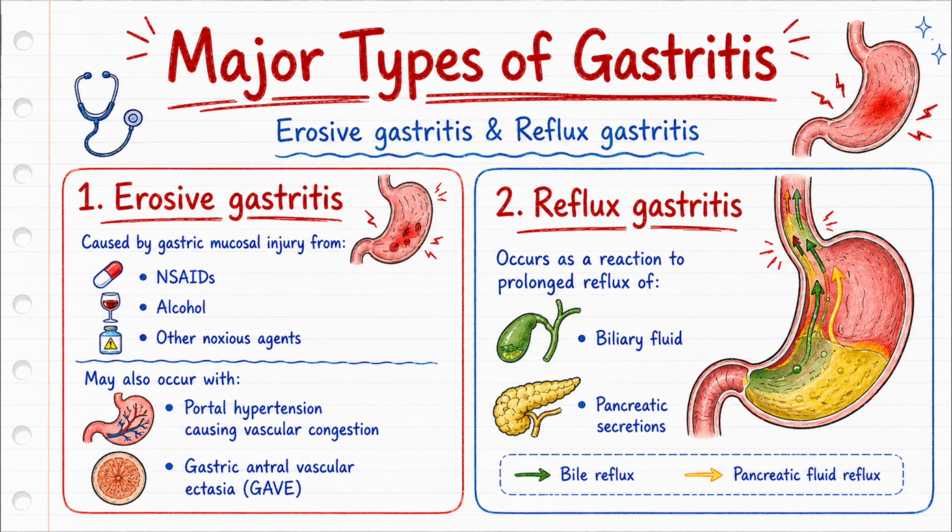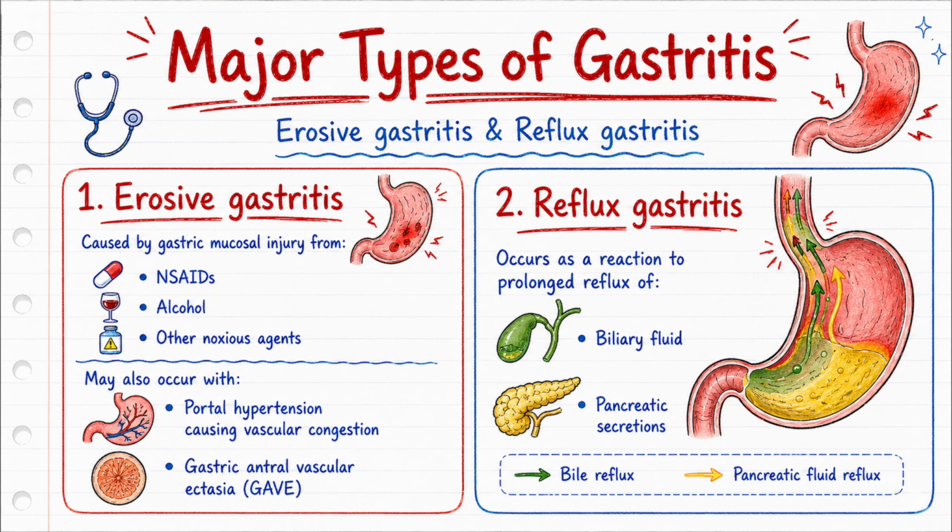Erosive gastritis occurs when the gastric mucosa is directly injured. Common causes include NSAIDs, alcohol, and other irritating substances. It may also be associated with vascular congestion, such as in portal hypertension or gastric antral vascular ectasia. In contrast, reflux gastritis results from prolonged exposure of the stomach to bile or pancreatic secretions that reflux backward from the duodenum. These substances chemically irritate the gastric mucosa and can produce chronic inflammation.